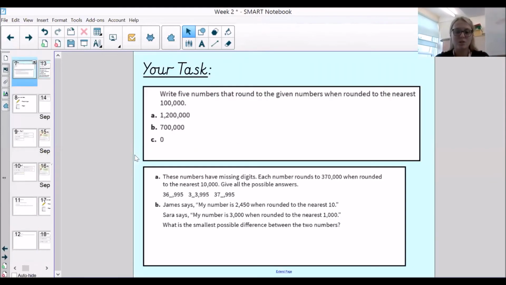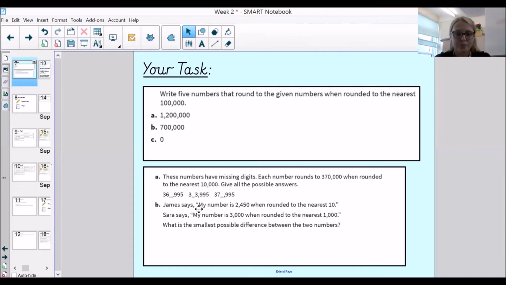Okay, so you've got 2 tasks that are very similar to what we've just done. So for the first one, it says write 5 numbers that round to the given numbers when rounded to the nearest 100,000. So think about marking the place and thinking about what your lowest possible answer could be and biggest possible answer could be. So you could have any number in between those. Okay, so you've got 3 different ones to do there.